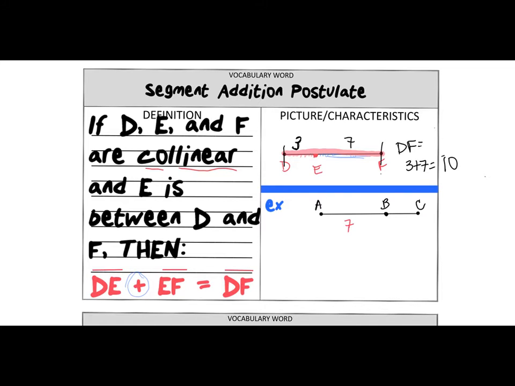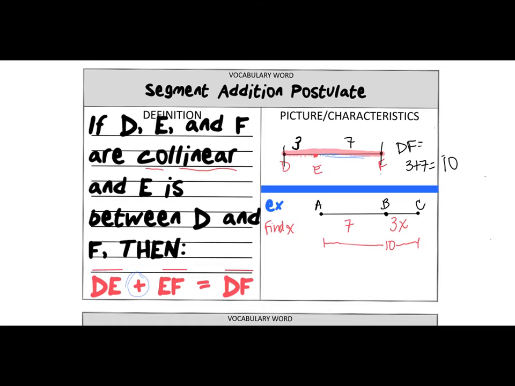Normally, you're going to have problems like this with a variable. And then I would tell you something like, oh, the entire length is 10. But of course, it's not always going to be that easy. You're going to have problems with x, or maybe it'll be like 3x, and you're going to have to find x.